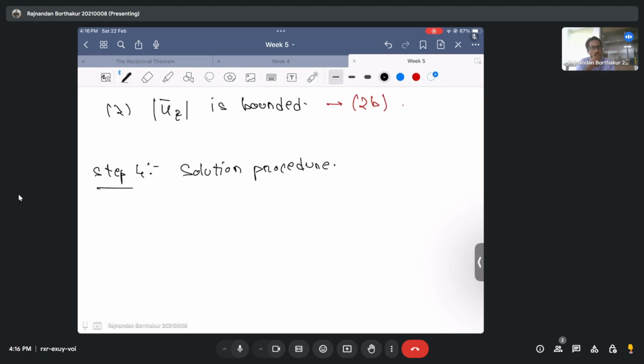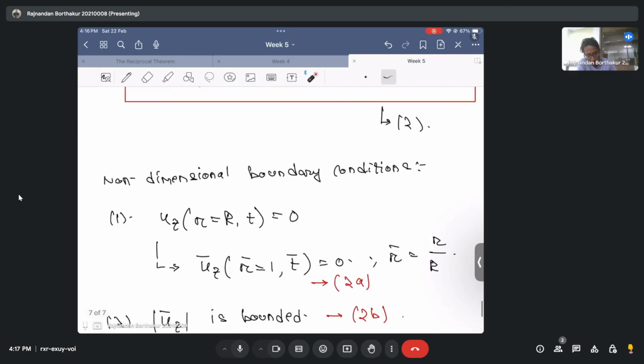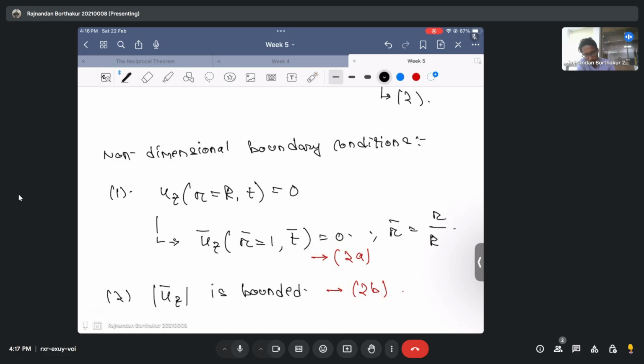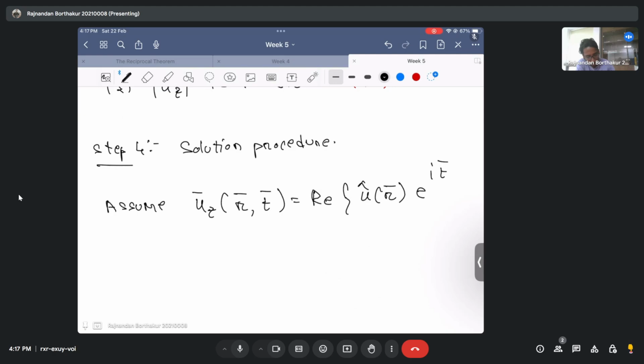All right, guys. So now let's look into how the solution of this governing equation 2, subject to the two boundary conditions 2a and 2b, will appear. So this is where we'll use the idea of the Stokes second problem. So we will assume that uz bar, which is a function of r bar and t bar, is of this form: the real part of u hat of r bar times e power i t bar. Similar to the one that you assume for the Stokes second problem.